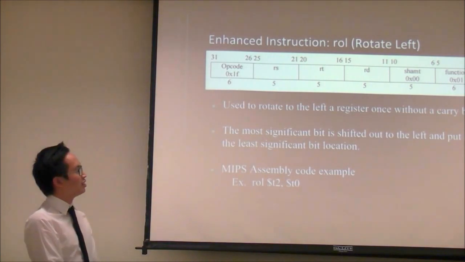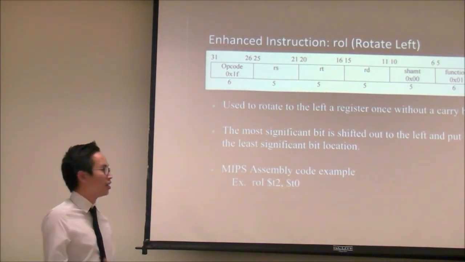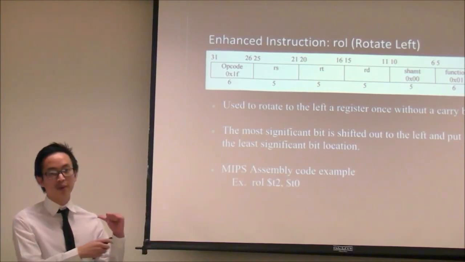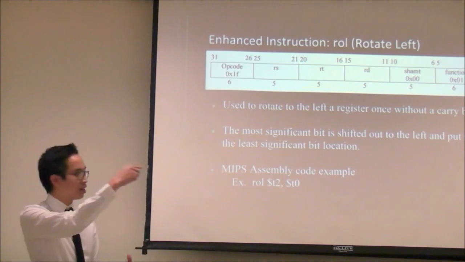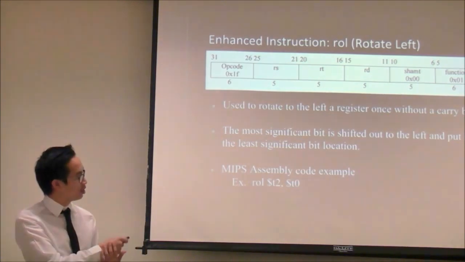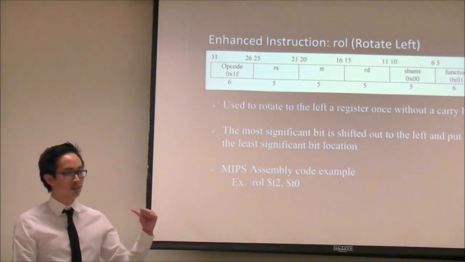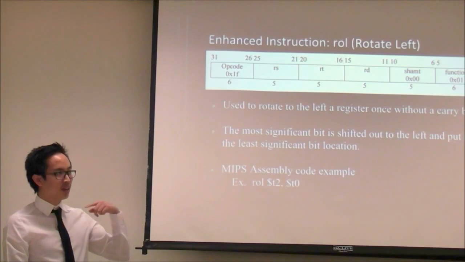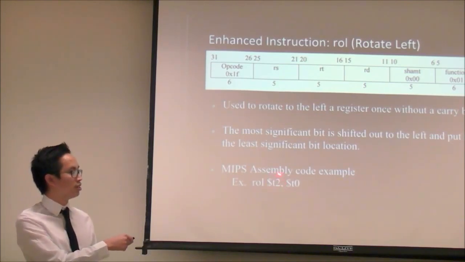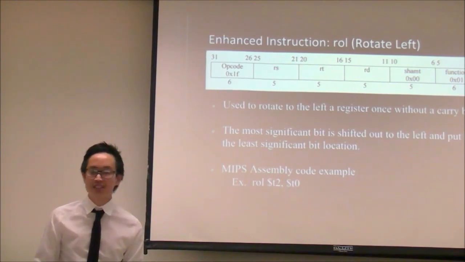And then following that is the rotate left instruction, which is similar to the rotate right instruction, except in this case you are shifting the most significant bit to the left and then putting it in the least significant bit location. In assembly, it will be ROL T2, T0, meaning that you would shift T0 out and put that bit into the least significant bit location and then store that value into register T2. And like the rotate right, it's not affected by the shift amount.